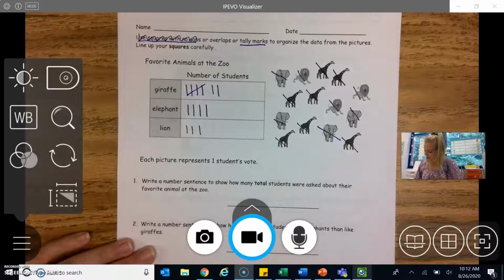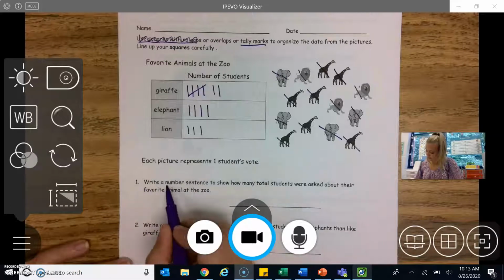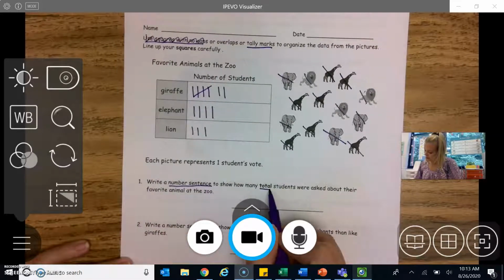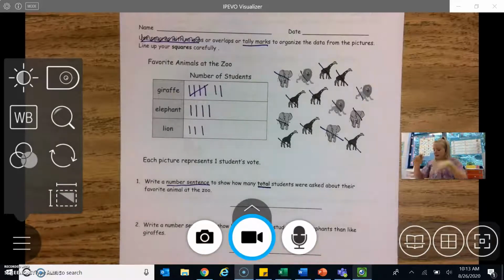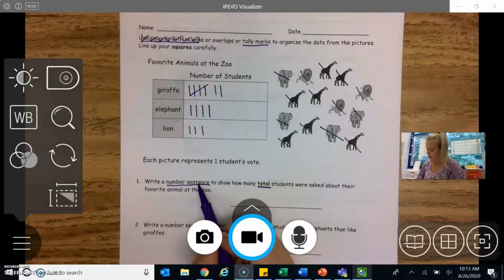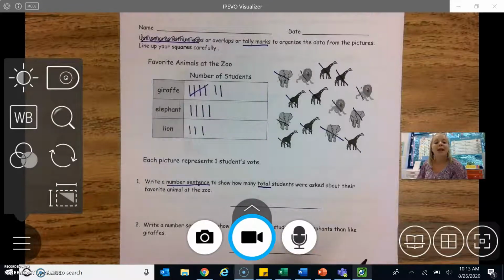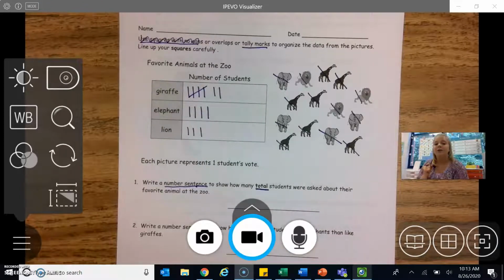All right, so now let's go down to our question. Write a number sentence to show how many total students were asked about their favorite animal. All right, so this one wants us to find the total. That means all together, how many do we have? What are the different ways we can do that? We can write a number sentence, which is what this question wants us to do, or we can count them all up. Okay, so I'm going to write a number sentence, but remember, you can also count them all up and find the answer, okay?